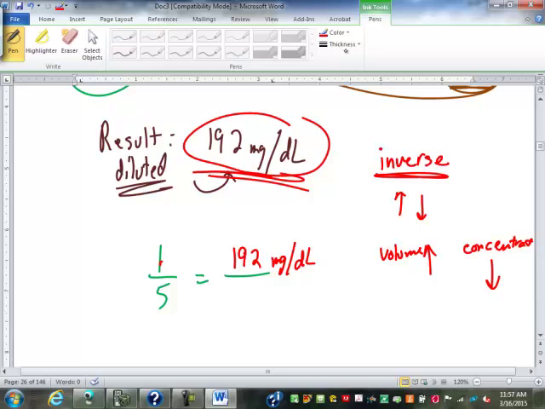So now we will cross multiply and divide. 5 times 192 divided by 1 is going to give us, what is that, 960, I believe, milligrams per deciliter.